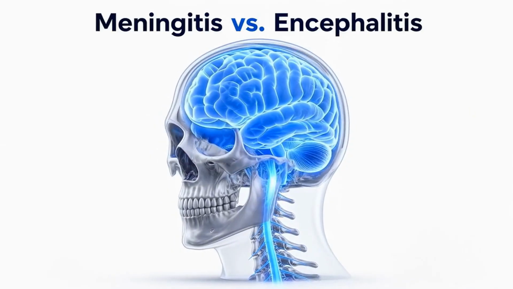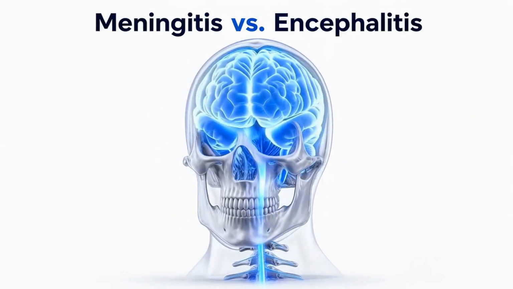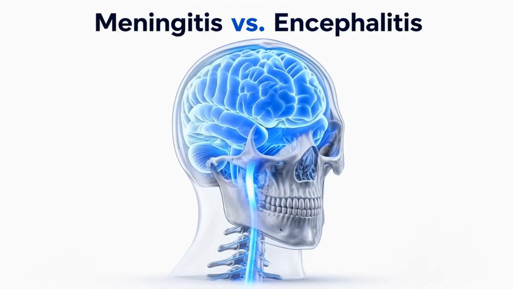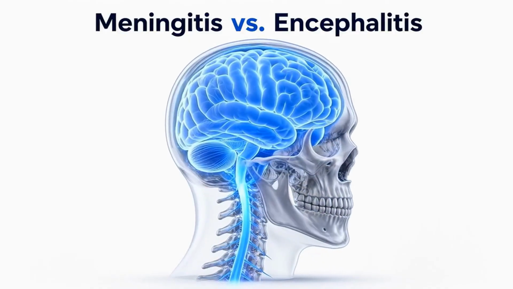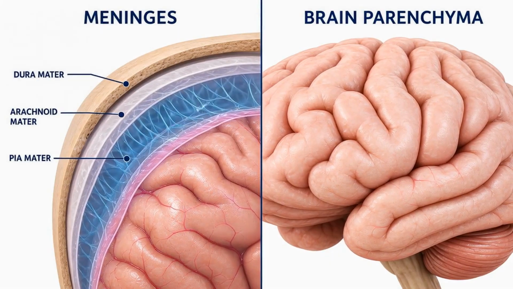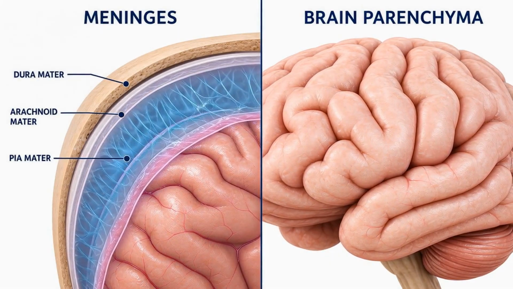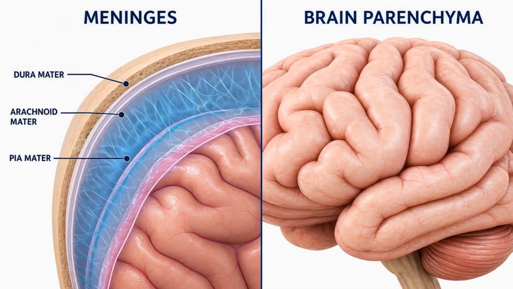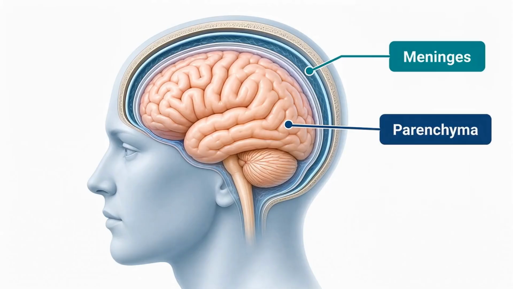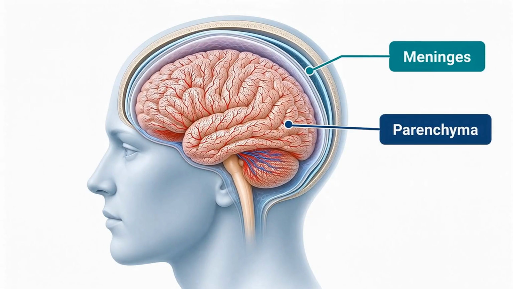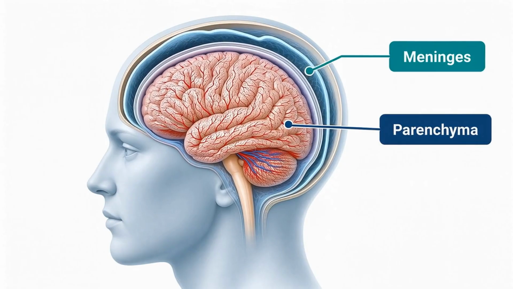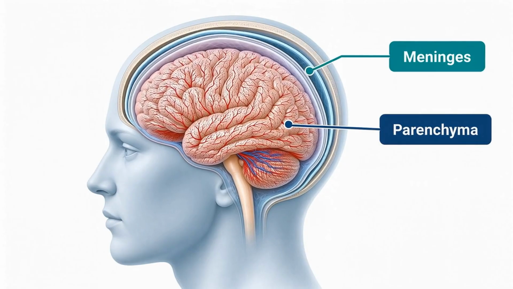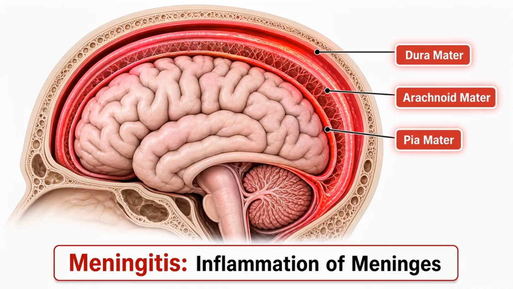Meningitis and encephalitis are two serious neurological conditions that frequently appear on the NCLEX exam. While they may seem similar, they affect different anatomical structures within the central nervous system. Recognizing the subtle differences between these two disorders is essential for both your nursing boards and clinical practice.